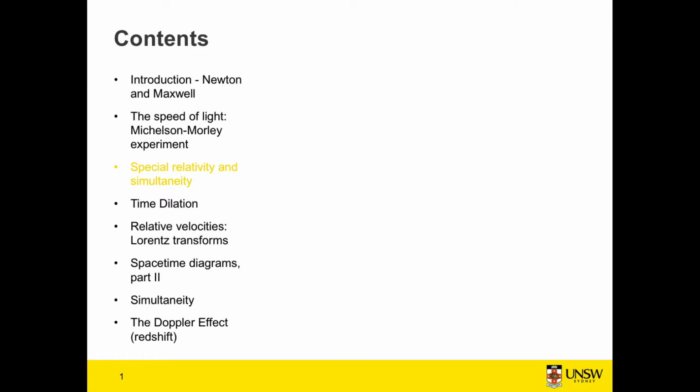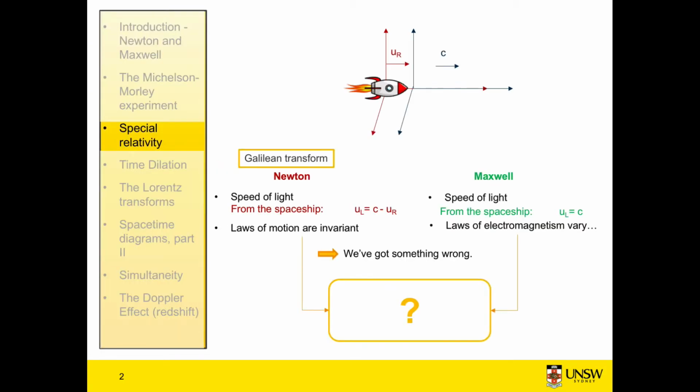So welcome to the third page, or third topic in special relativity. In this topic, we will start to actually look at the theory of special relativity. In the previous video, we saw that under the Galilean transform, Newton's theories and Maxwell's theories couldn't both be correct. And so we figured that we had something wrong. We thought we'd have a look at the other theory, but that was disproved by the Michelson-Morley experiment.